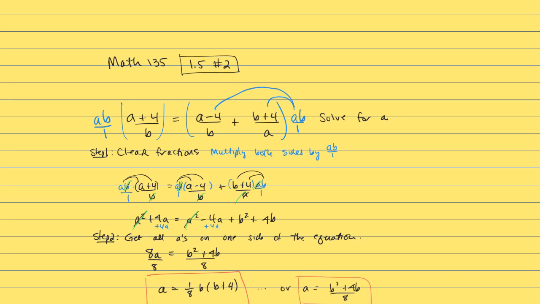So we could have our equation written like this, just b squared plus 4b all over 8, or we could factor out the b and then write it, instead of all divided by 8, that's the same thing as multiplying by 1/8. So either of those are perfectly valid ways of showing that answer.